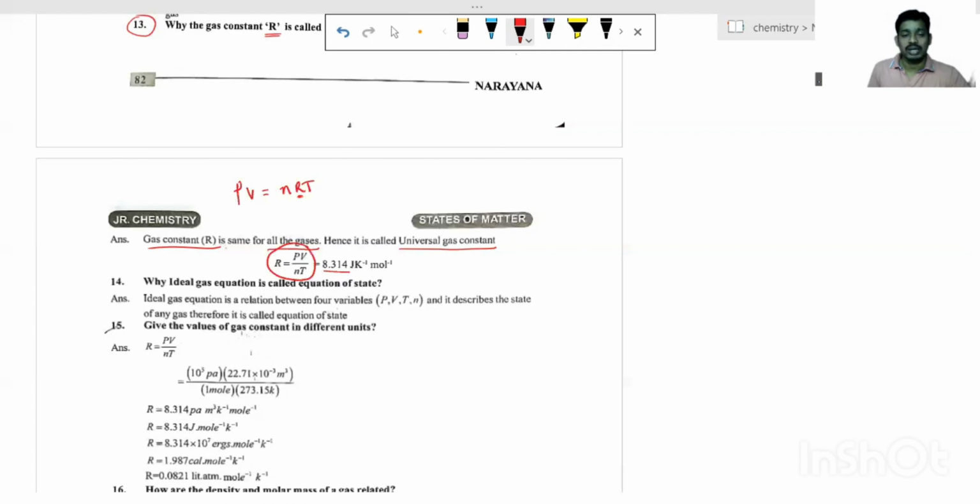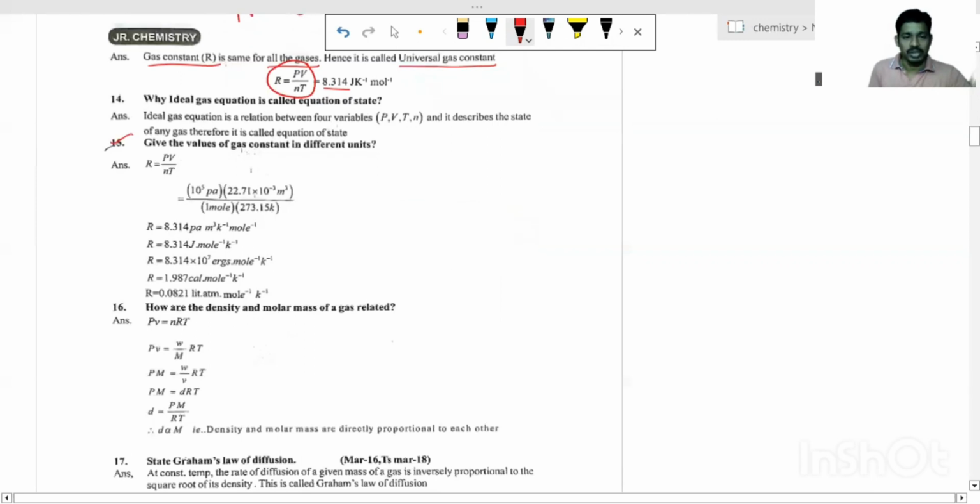Even we can also write the values in liter atmospheres and even in kelvins. The next one we'll discuss. Now let us see the 15th question, that one only. Give the values of gas constant in different units.